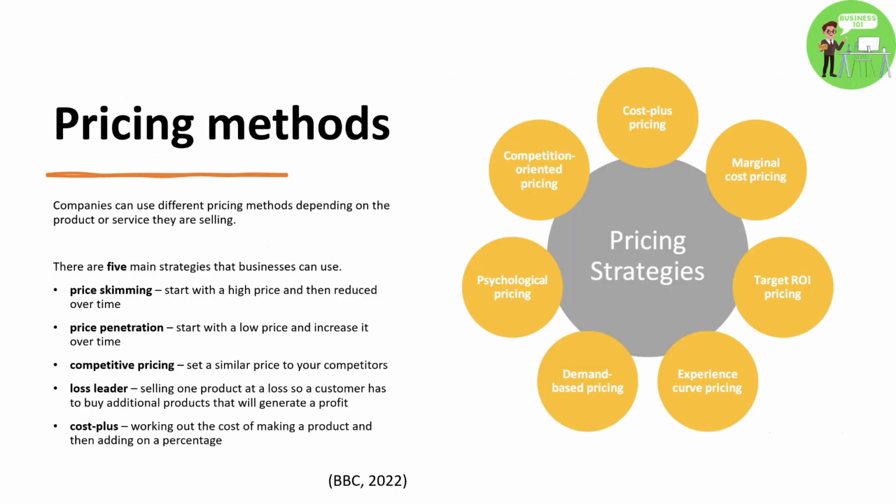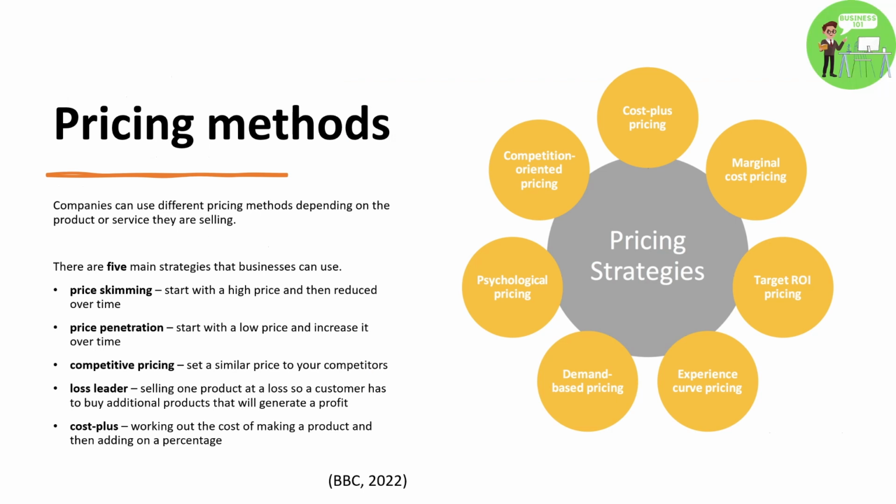So let's talk about pricing methods now, shall we? Companies can use different pricing methods depending on the product or service they're selling. There are 5 main strategies that businesses can use for this. This is price skimming, so start with a high price and then reduce that price over time. Price penetration, so starting with a low price and increasing it over time. Competitive pricing, so setting a similar price to your competitors.